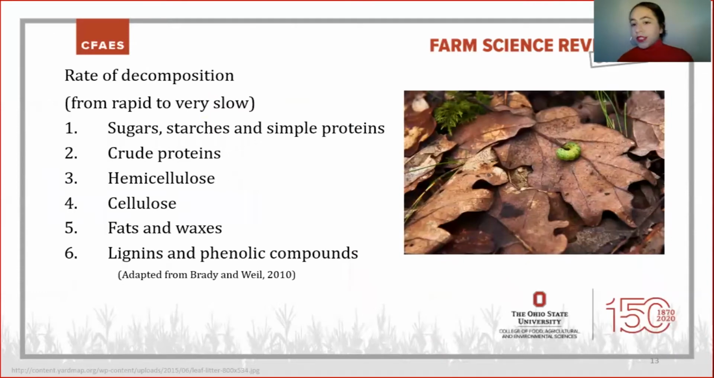Now, the rate of decomposition of the plants and of all these residues is going to differ. Some will be more rapid, some will be more slow. So we start off with sugar, starches, and simple protein. So the simpler the molecule is, the easier it will be broken down by the microbes. Now, as we go further along this list, the chemical structure starts to become more complex. We've got crude proteins, hemicellulose, cellulose, fats, waxes, and lignins and phenolic compounds. So the more complex the structure is, then the more time it will take to be decomposed.